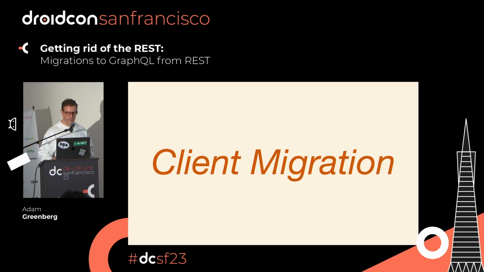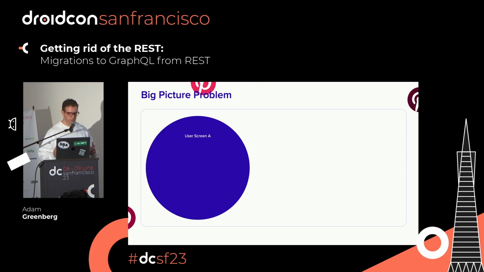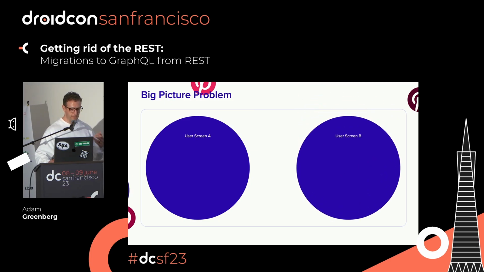So our client migration, from the Android perspective and the iOS perspective, and I guess web to some extent, more mobile web: web has nice resolvers, so they know where the fields map to, and so it's a little easier for the migration. Clients, unfortunately, don't have that. So what we ran into was this big picture problem where things are pretty straightforward in REST. You have a user model for your first screen, you pass it to your second screen, and that works together. It's going to handshake well, you know that the fields are there.